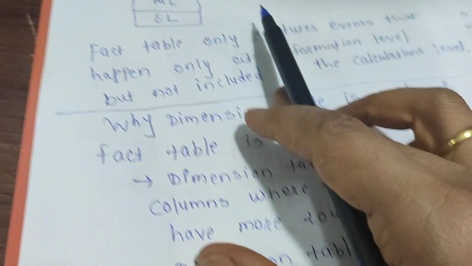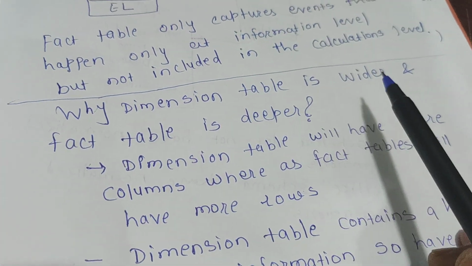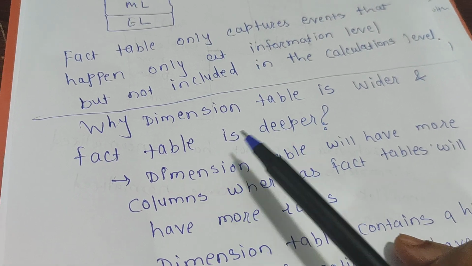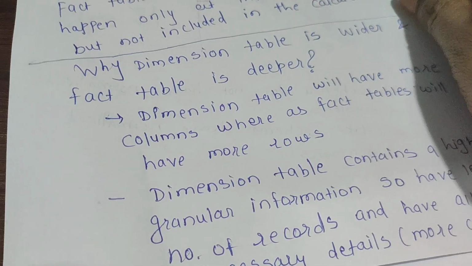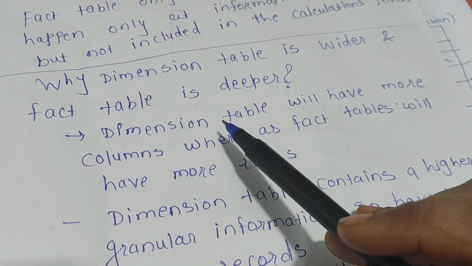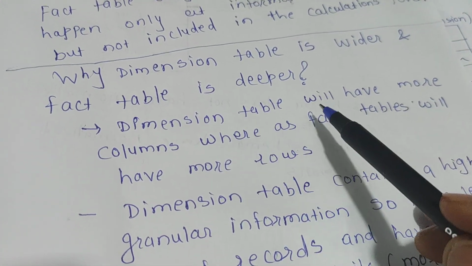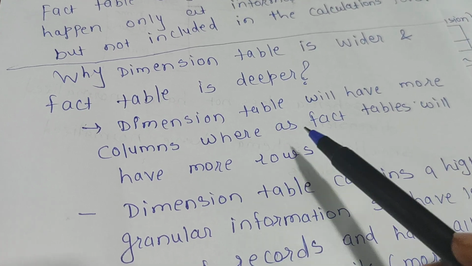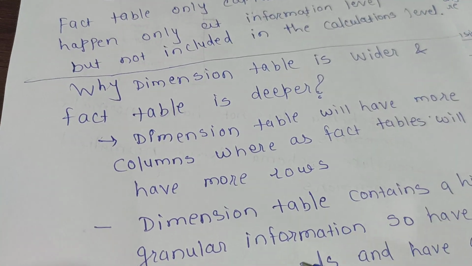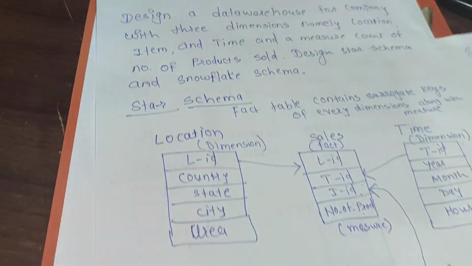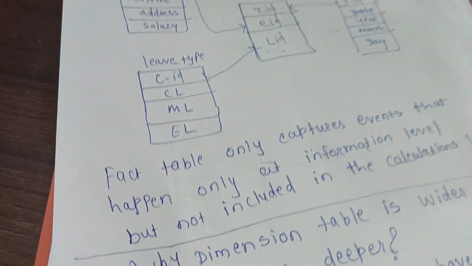Now the next question comes: why is the dimension table wider and the fact table deeper? Why is the dimension table wider? Wider means the dimension table will have more columns, whereas fact tables will have more rows. Deeper means the fact table will have more rows and the dimension table will have more columns.